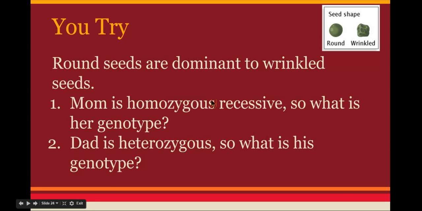All right, you guys are going to try this on your own now. So you're going to use a different trait. You're going to use round seeds versus wrinkled seeds. So round seeds are dominant to wrinkled seeds. Here are your genotypes. Mom is homozygous recessive. So what is her genotype? So I want you to take a minute, write it down, and then you're going to answer the question.